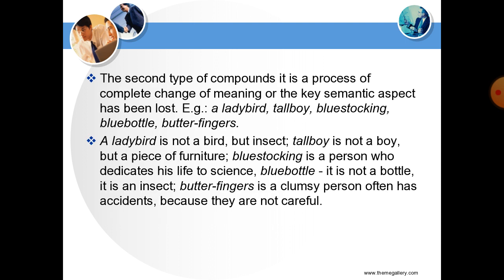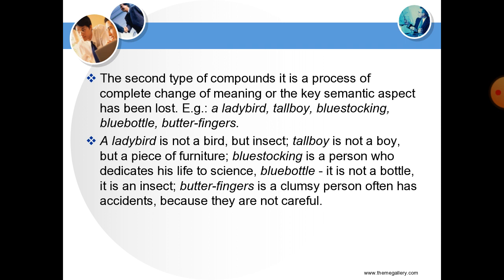The second type of compounds is a process of complete change of meaning, where the key semantic aspect has been lost. For example, a ladybird, tall boy, blue stocking, blue bottle, butterfingers. A ladybird is not a bird, but an insect. Tall boy is not a boy, but a piece of furniture.